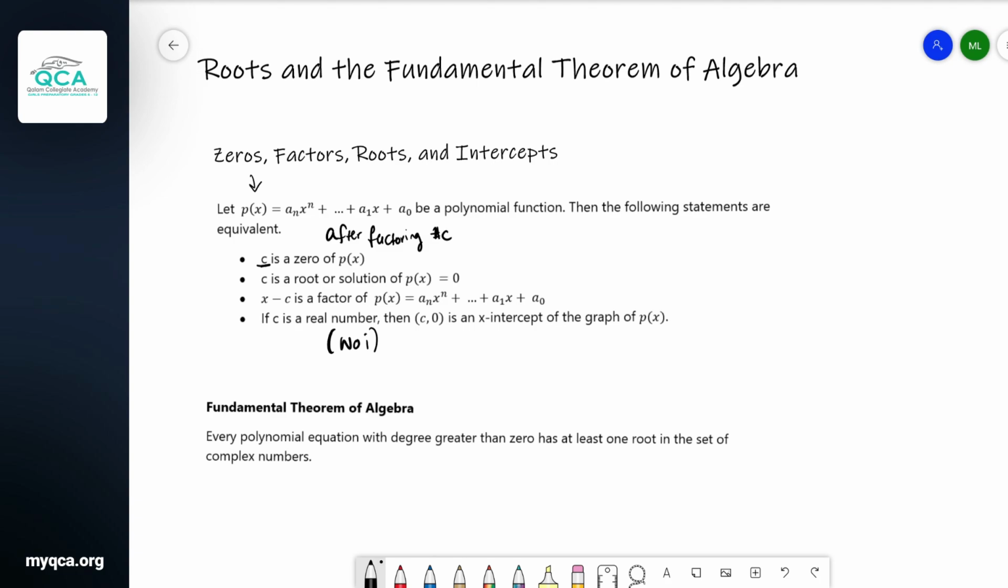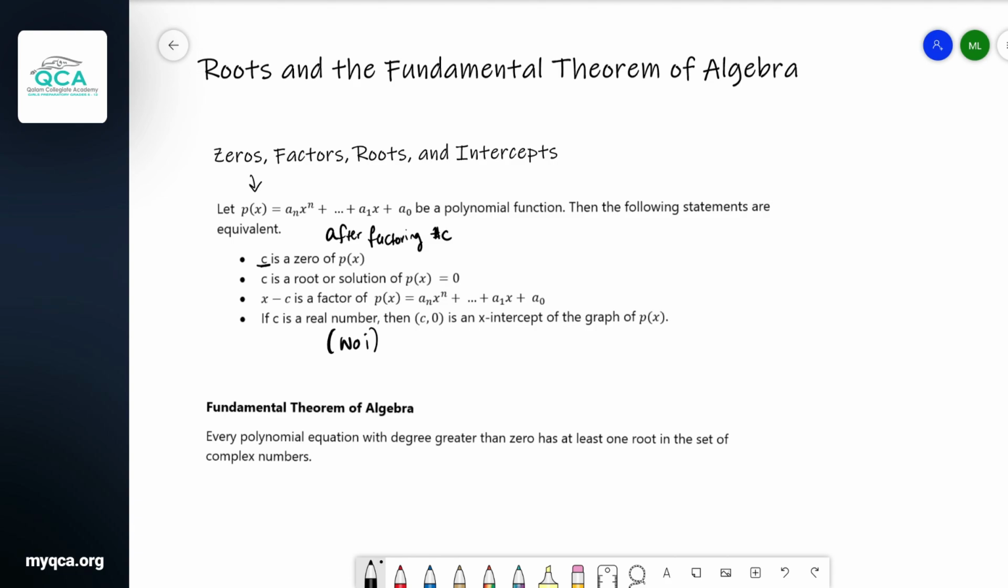Now, if you have x minus c, so remember the binomial? The binomial is also a factor of this polynomial right here. It's also a factor of our polynomial. Whenever you solve it equal to 0, you can get the number itself, c, is a 0. c is a root or solution. Or if it's a real number, it's an x-intercept.